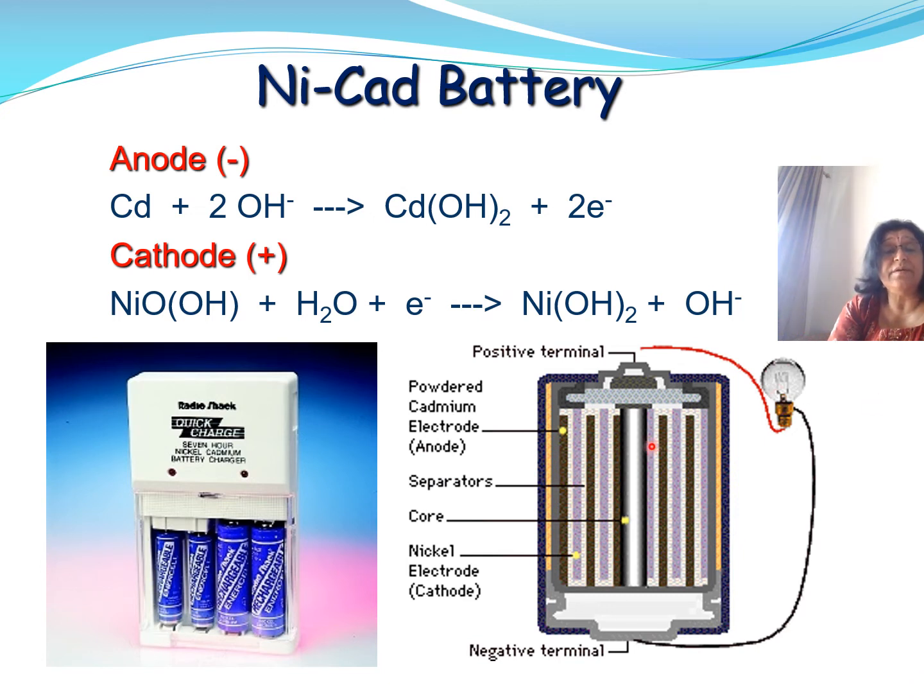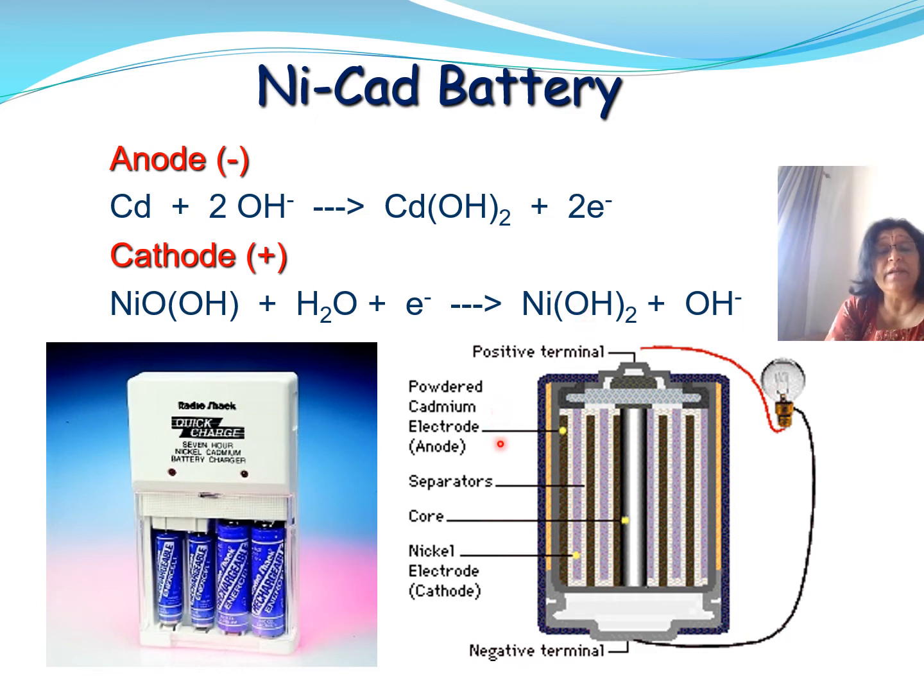Nickel cadmium battery. Nickel cadmium battery is made up of cadmium anode, cadmium plus OH minus, with alkaline solution as the electrolyte. So this gives you cadmium hydroxide plus 2 electrons. Then cathode is made up of nickel oxide. Water plus electron gives you nickel hydroxide plus OH minus. This reaction happens at anode. This happens at cathode.